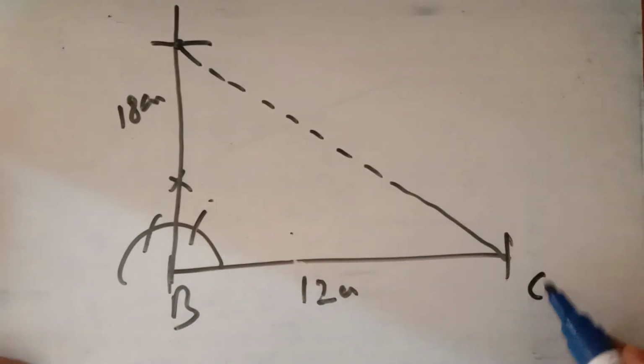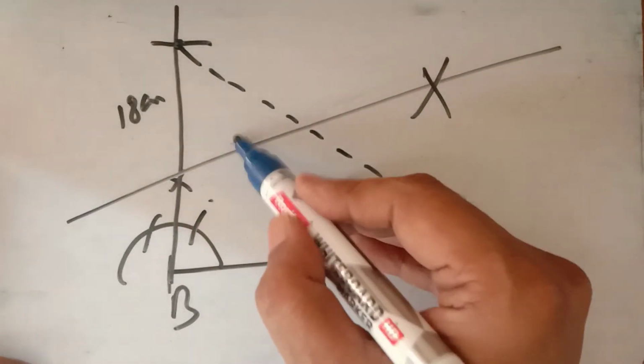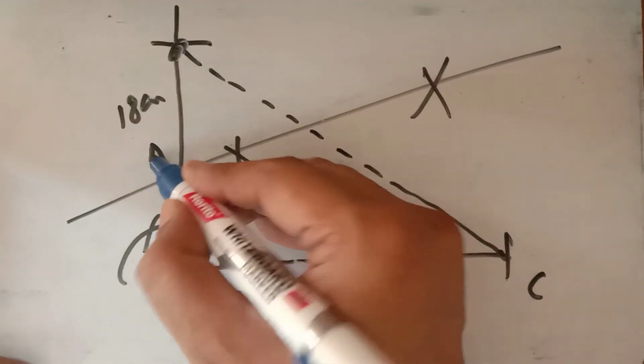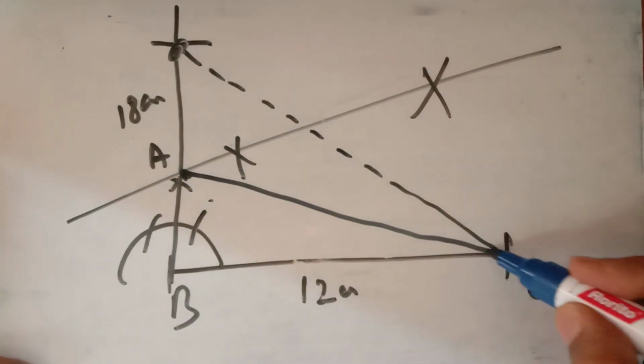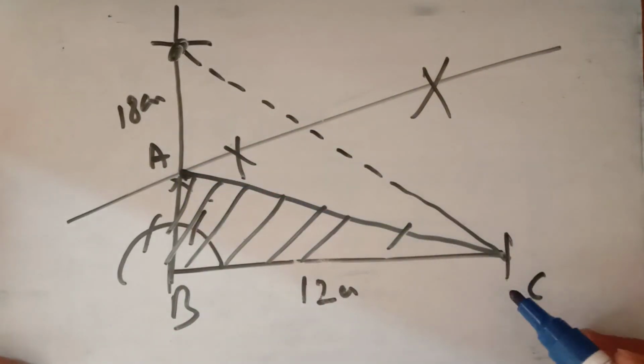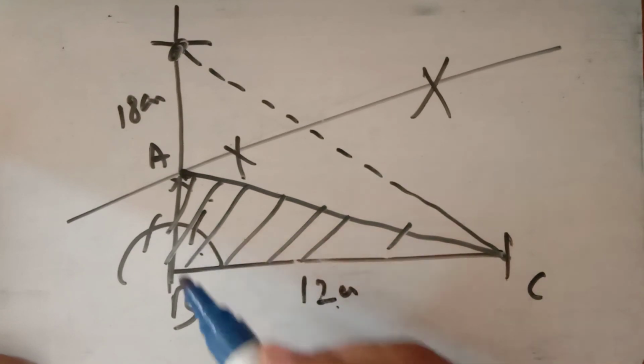This is BC. Draw the perpendicular bisector of it. Like this you will draw perpendicular by taking center as this. The point where it meets will be A, and join with this. So this is the required right angle triangle in which the sum of the hypotenuse, which is AC and AB, is given, and the base is given as 12 and this as 90.